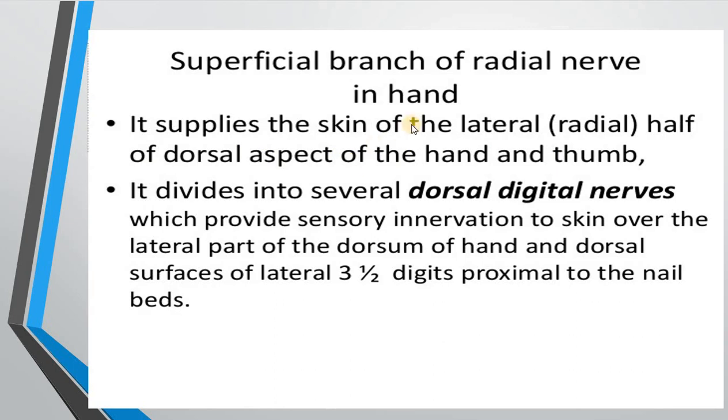The superficial branch of the radial nerve in the hand supplies the skin of the lateral, radial half of the dorsal aspect of the hand and the thumb. It divides into several dorsal digital nerves which provide sensory innervation to the skin over the lateral part of the dorsum of the hand and the dorsal surface of the lateral 3.5 digits, up to the proximal nail beds.